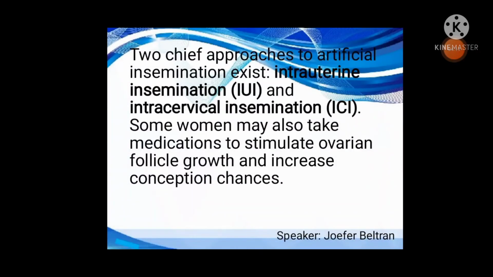Two cheap approaches to artificial insemination exist: intrauterine insemination, or IUI, and intracervical insemination, or ICI. Some women may also take medication to stimulate ovarian follicle growth and increase conception chances.